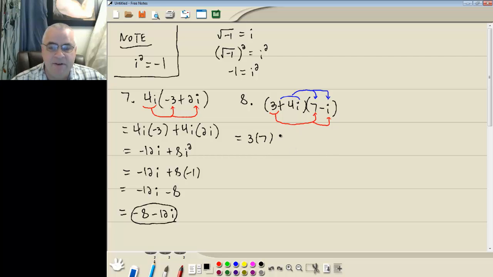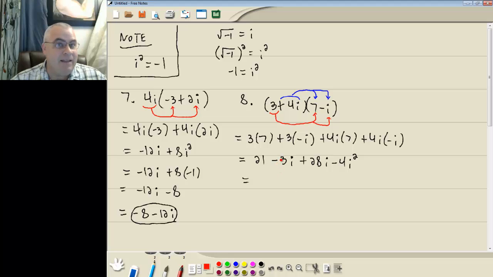So we've got 3 times 7, 3 times negative i, 4i times 7, and 4i times negative i. I'm just following the lines to see what to multiply together. 3 times 7 is 21. 3 times negative i is negative 3i. 4i times 7 is 28i. And 4i times negative i gives us negative 4i squared. Again, I'm thinking just as variables at this point.